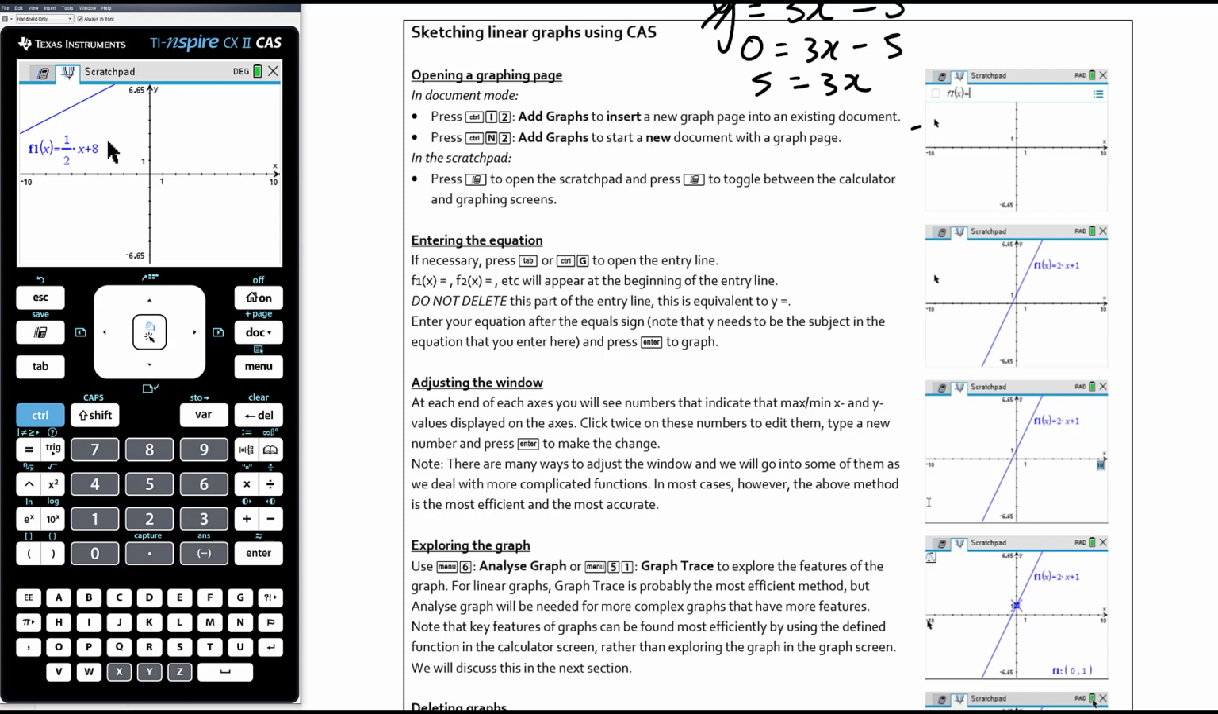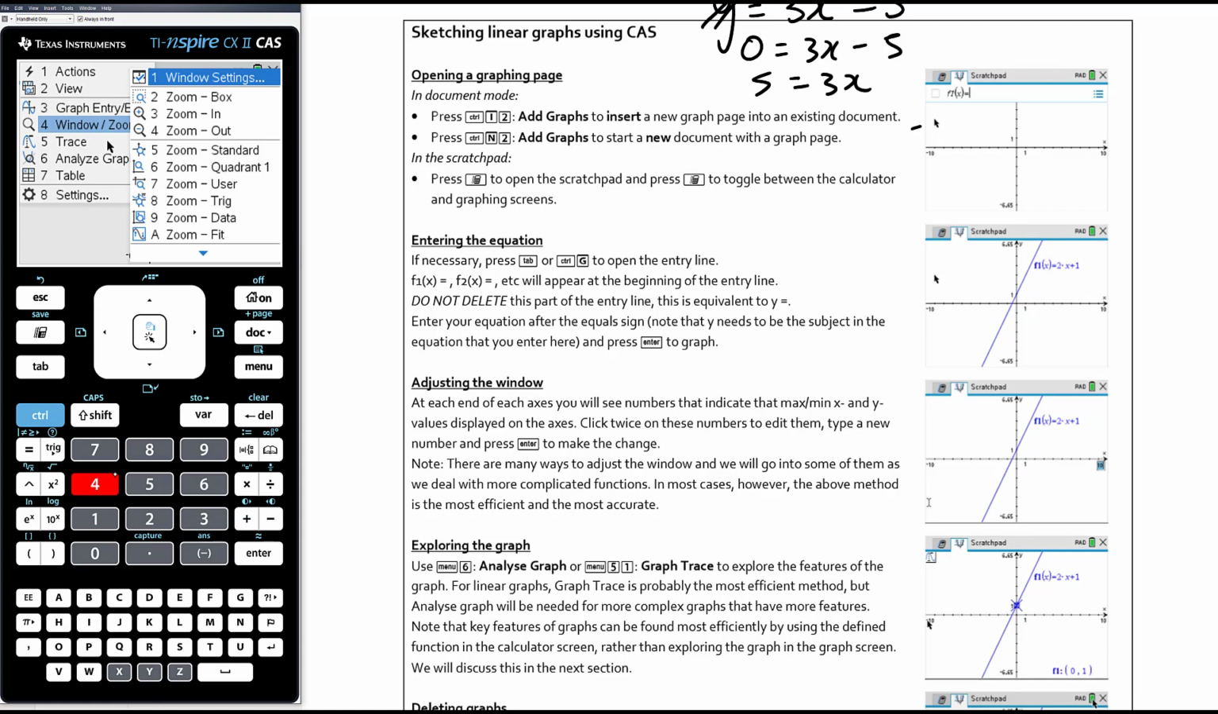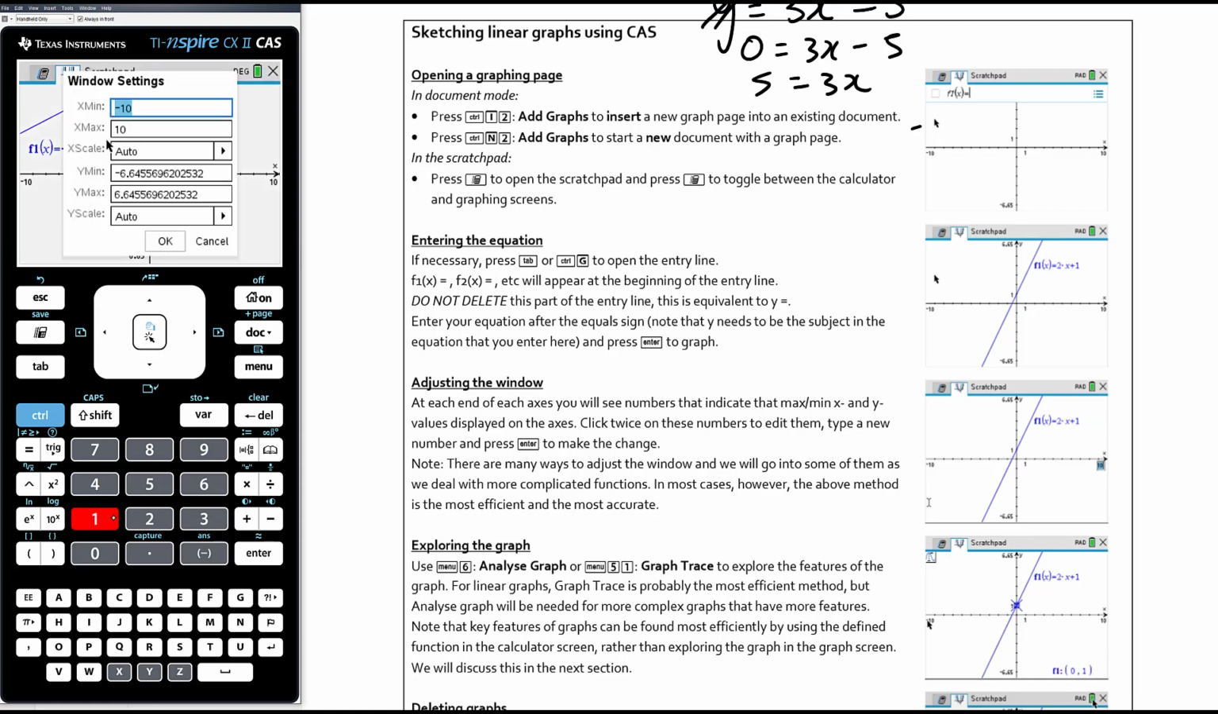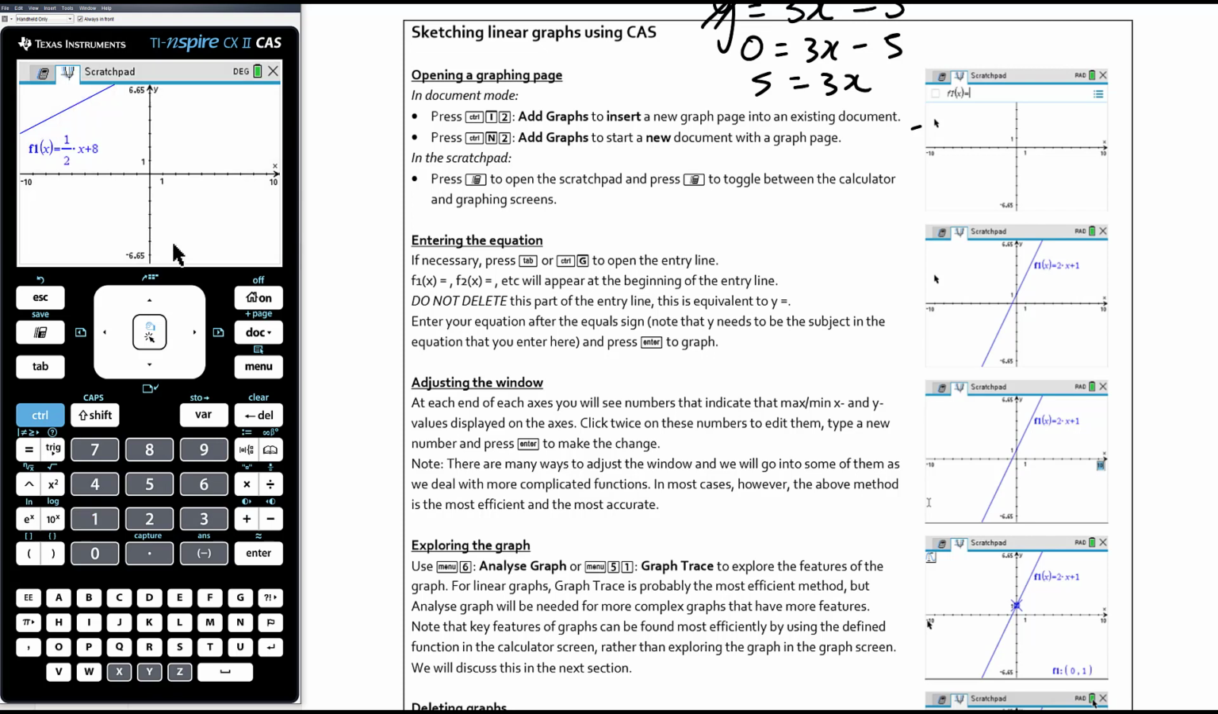So we're going to need to adjust our window. Now, don't use zoom. I don't advocate zoom. Sometimes it works, but it's hard. You lose a lot of control over your window. I would use menu 1 for window settings, and here you can adjust the minimum and maximum x values and the minimum and maximum y values. You can also adjust the scale, so how often you'll see a tick along the axis. However, if you don't need to make a lot of adjustments, it's quicker to do it on screen manually.